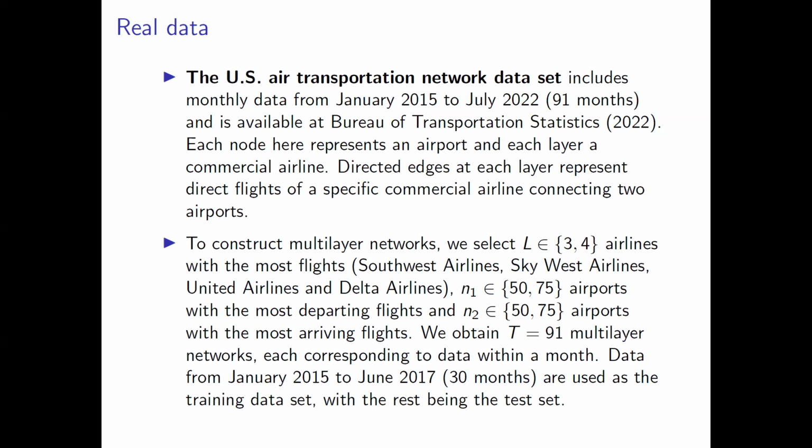And we look at 91 months, or T instances. This one is used for calibration. So the data from 2015 to 2017 is the original data that we use to calibrate all the tuning parameters. And then after that, we are just going to detect a change from 2015 to 22.